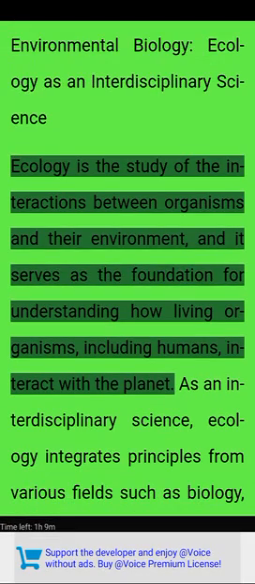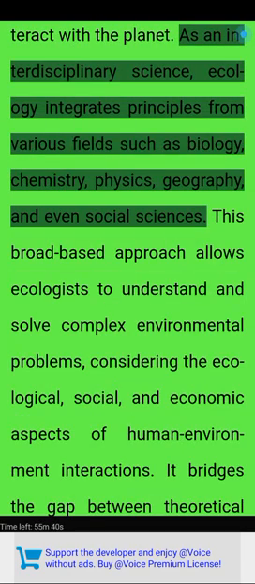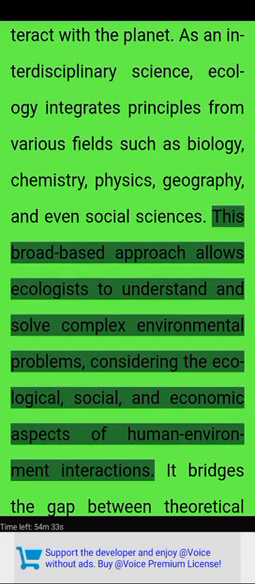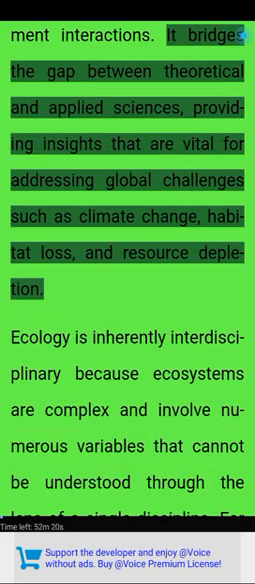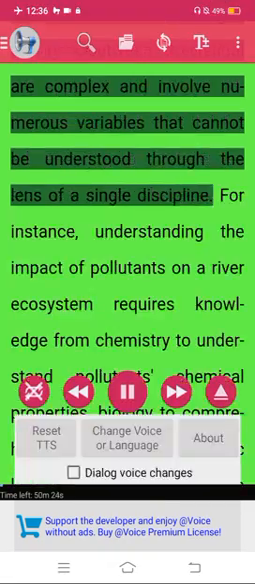Ecology is the study of the interactions between organisms and their environment, and it serves as a foundation for understanding how living organisms, including humans, interact with the planet. As an interdisciplinary science, ecology integrates principles from various fields such as biology, chemistry, physics, geography, and even social sciences. This broad-based approach allows ecologists to understand and solve complex environmental problems, considering the ecological, social, and economic aspects of human-environment interactions. It bridges the gap between theoretical and applied sciences, providing insights that are vital for addressing global challenges such as climate change, habitat loss, and resource depletion.